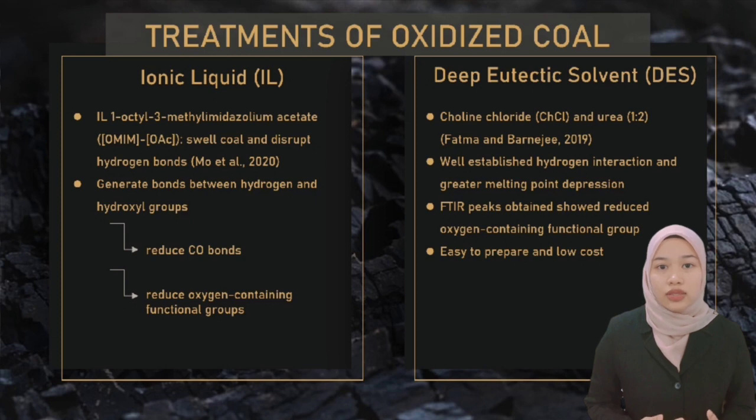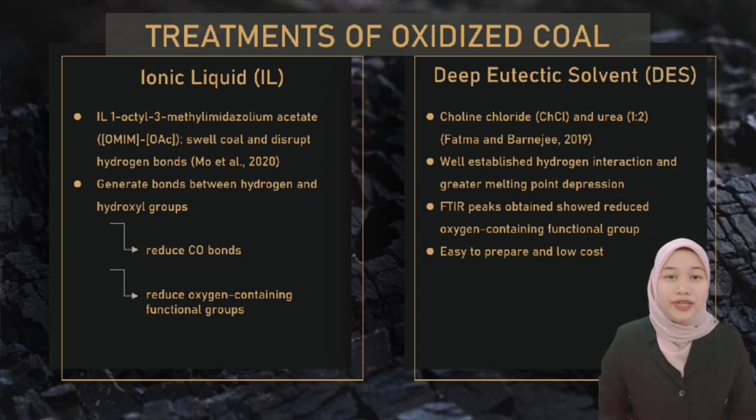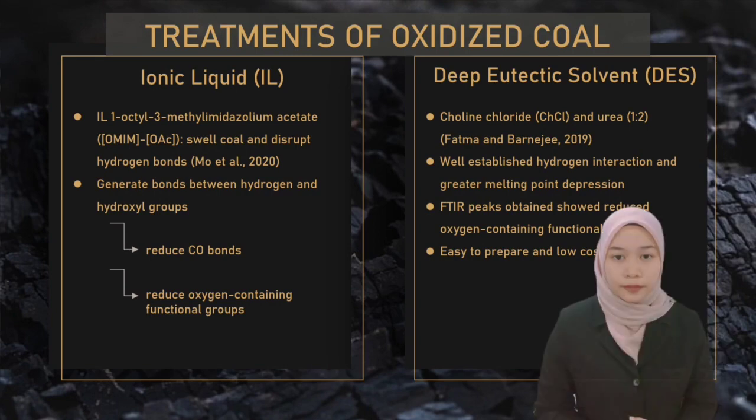Therefore, it will reduce the oxygen-containing functional group in coal. In a previous study from Fatma and Bernaji 2019, a deep eutectic solvent formed by mixing a 1 to 2 molar ratio of choline chloride and urea is used. This solvent is a well-established hydrogen interaction with a greater melting point depression. In this study, the results showed a reduced oxygen-containing functional group in the FTIR peaks. As compared to ionic liquid, deep eutectic solvent is easy to prepare and a low-cost solvent.